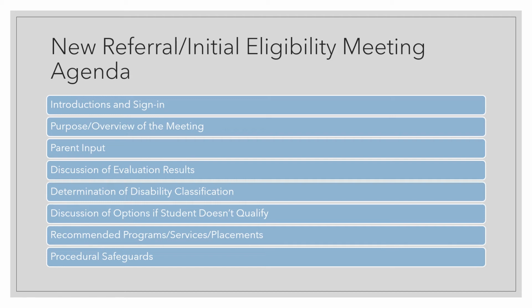The committee will then discuss the student's options if the student doesn't qualify as a student with a disability. If the student does qualify, they will discuss recommended programs, services, and placements. And then the parents will receive a copy of the procedural safeguards, which are your rights as a parent or guardian. These are located on our Special Education Department webpage on the district website.